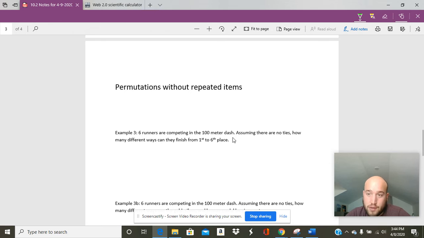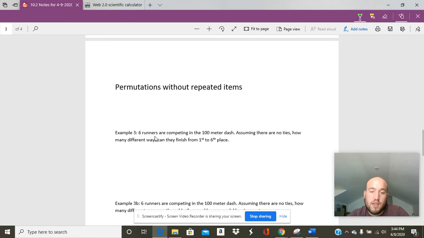Now, if you're a runner, you can get 1st, 2nd, 3rd, 4th, 5th, or 6th place. However, you can never get more than one of those. Okay, you're either 1st, 2nd, 3rd, 4th, 5th, or 6th. You're not 1st and 3rd place. Okay, that's not possible in a normal race.